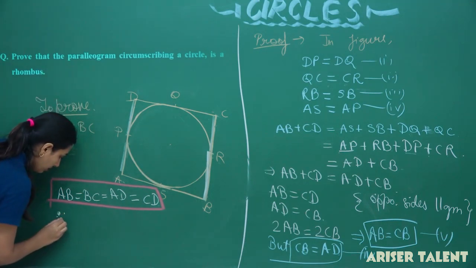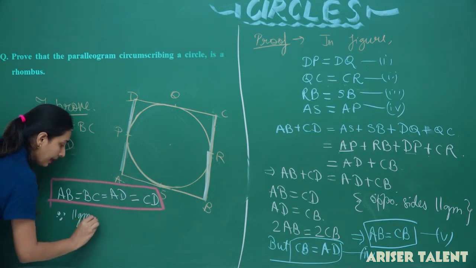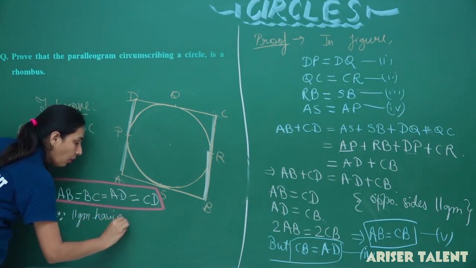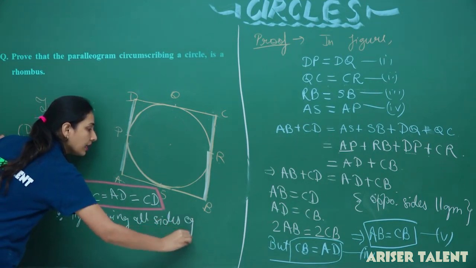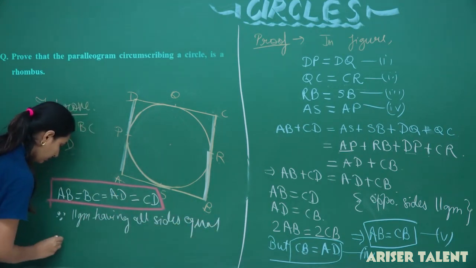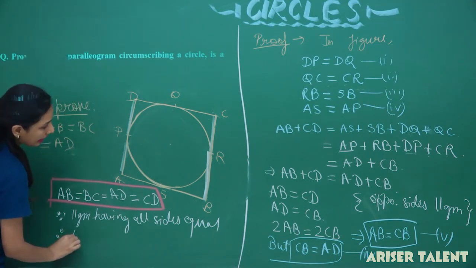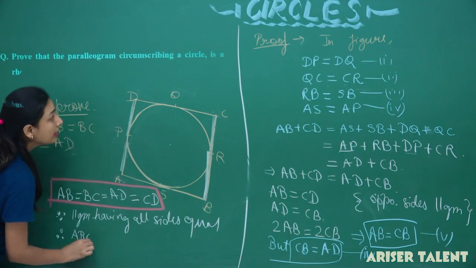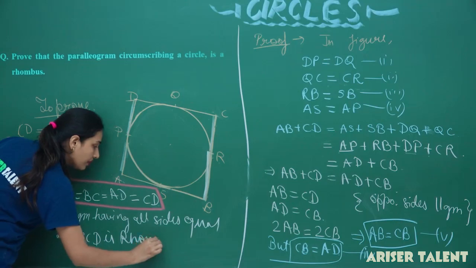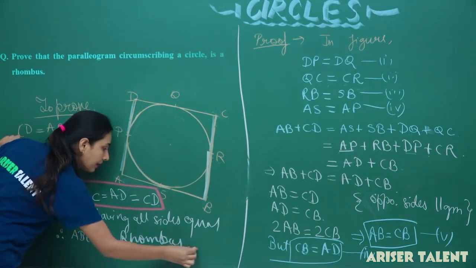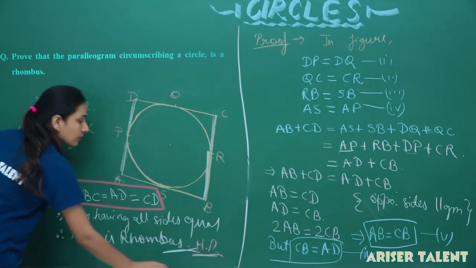Now, because a parallelogram having all sides equal is a rhombus, this ABCD is a rhombus. Right, students? Hence proved.